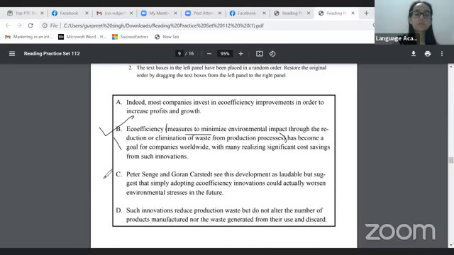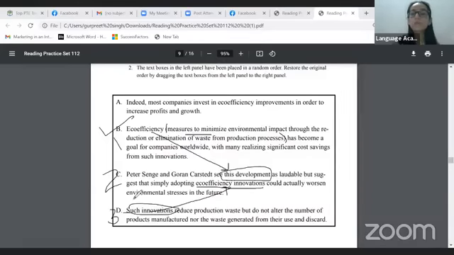The second sentence was C itself because we have a direct reference. This development means eco-efficiency. Peter and Goran see this development as laudable, but suggest that simply adopting eco-efficiency innovations could actually worsen environmental stresses in the future. And then you say such innovations. Which innovations? Eco-efficiency innovations. They reduce production waste but do not alter the number of products manufactured nor the waste generated from their use and discard.